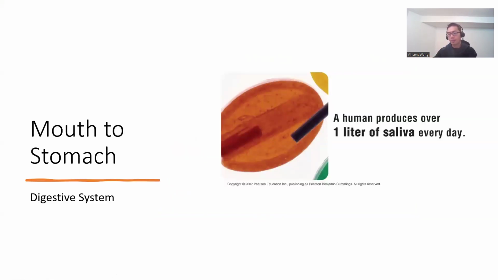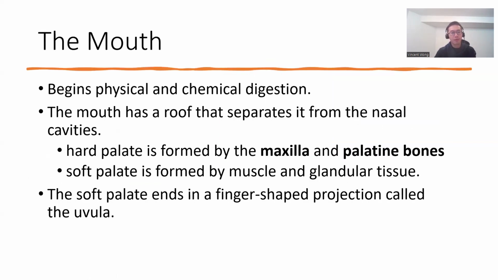All right, let's move on from the mouth to the stomach. A human produces over 1 liter of saliva every day. That's a lot of saliva. Most of it we just swallow so that we don't get dehydrated, right? Mouth begins physical and chemical digestion.